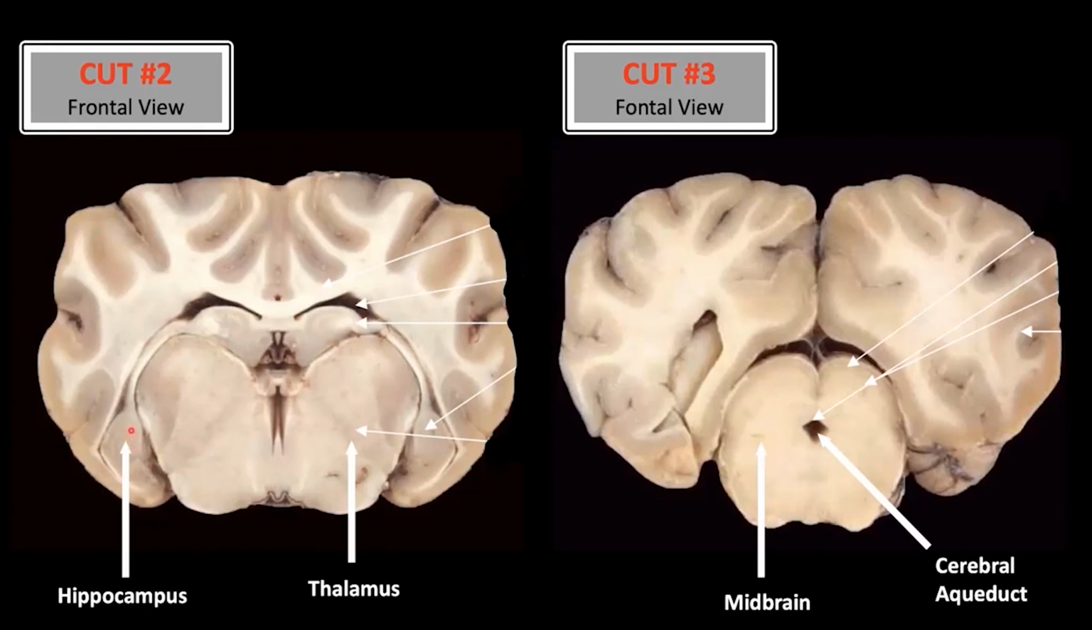And here we have the fornix. And the fornix helps communication via the hippocampus to other parts of the body and/or the limbic system. And here in cut number three, we have the midbrain. And you can see the cerebral aqueduct, which we saw before sitting above the midbrain, actually runs through it.